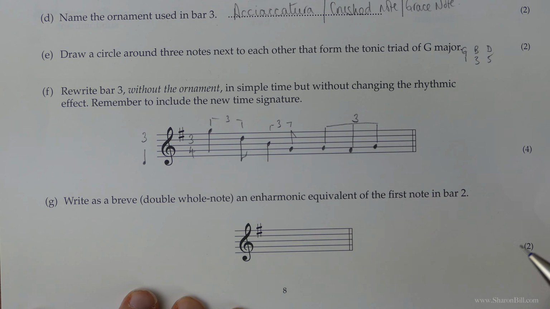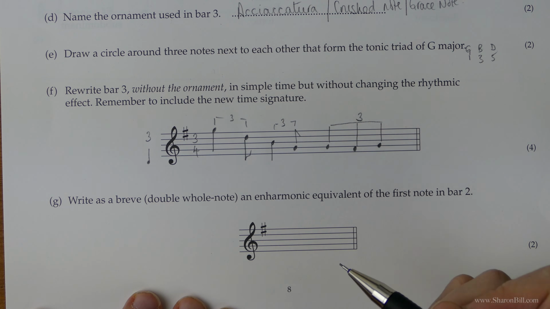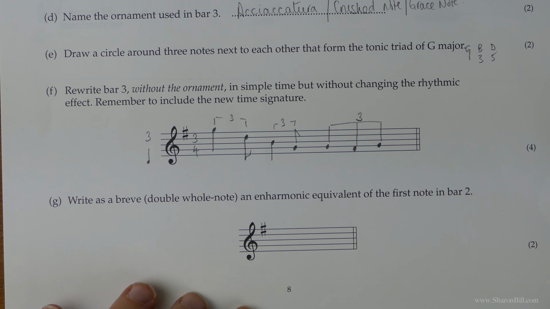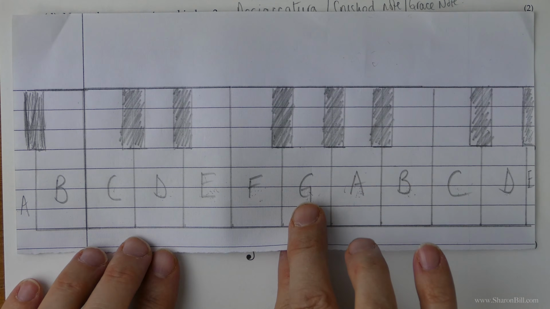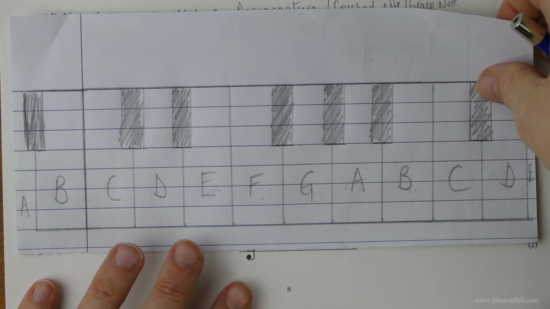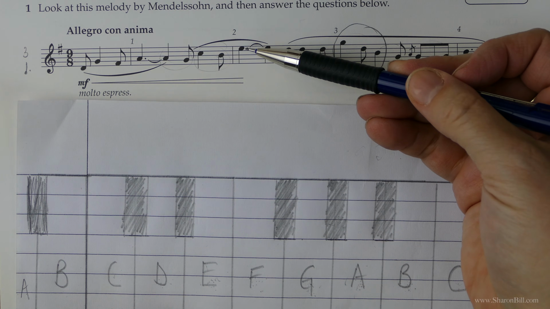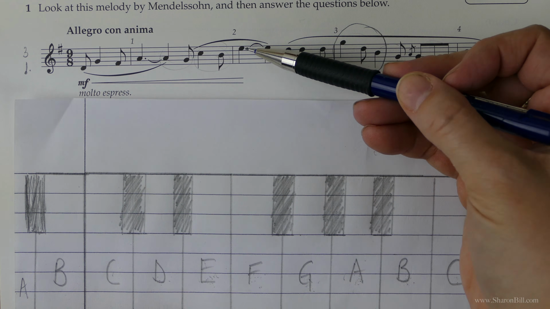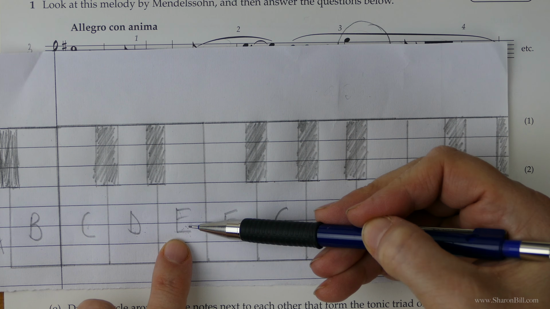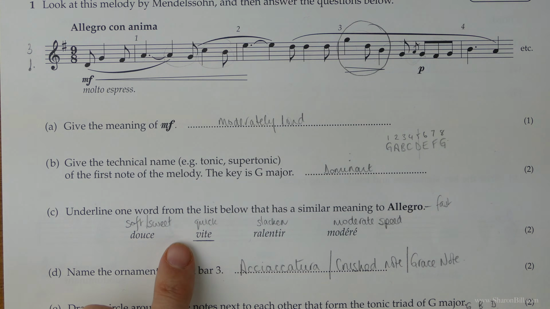Okie dokie, last one on this section. So then write as a breve or a double whole note the enharmonic equivalent of the first note in bar 2. Now whether you play piano or not, I always recommend that you just get used to reading basic keyboard, and then we can easily visualise what's going on. And so the first note in bar 2 here is an E, and so enharmonically we can call that either an F flat or we can call it a D double sharp. Either one of those will do.